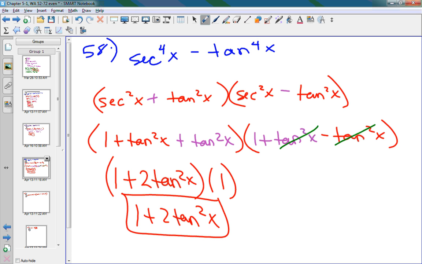x to the 4th times y, or minus y to the 4th. It goes right back to algebra 2. But now we're just throwing trig functions in with it.